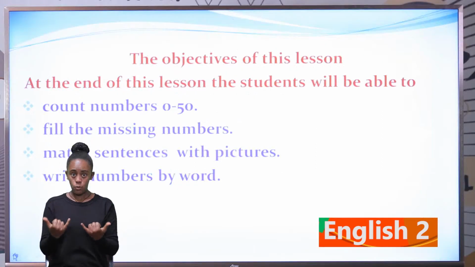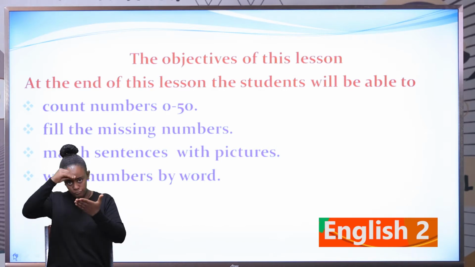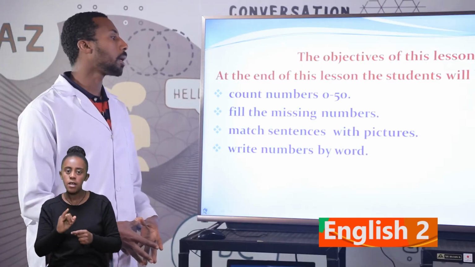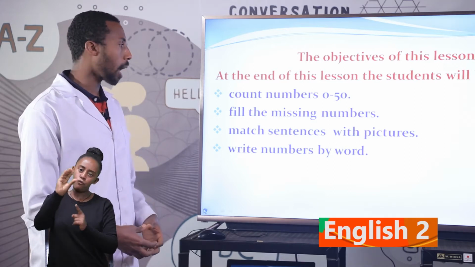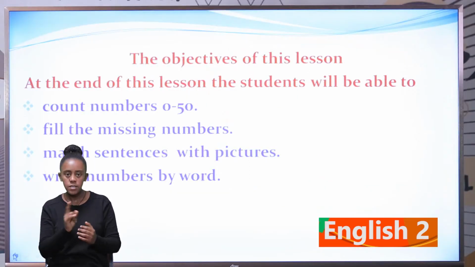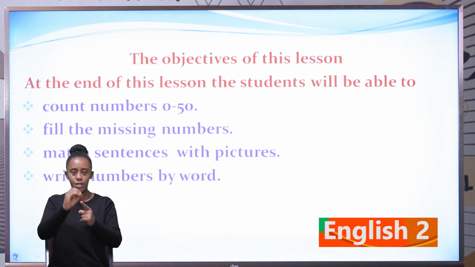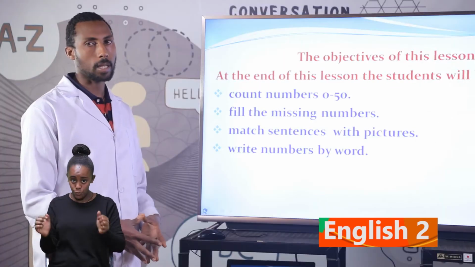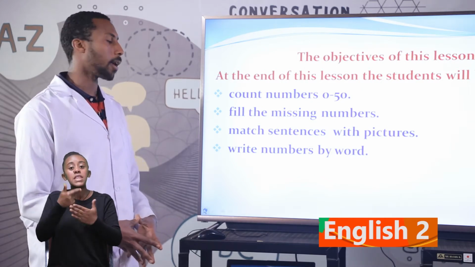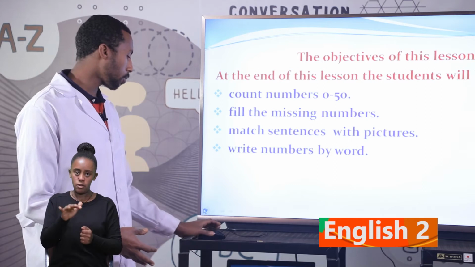Today's lesson has objectives. At the end of this lesson, the students will be able to: first, count numbers 0 up to 50; second, fill the missing numbers; third, match sentences with pictures; and fourth, write numbers by word. Okay, student, let us go to the next point.